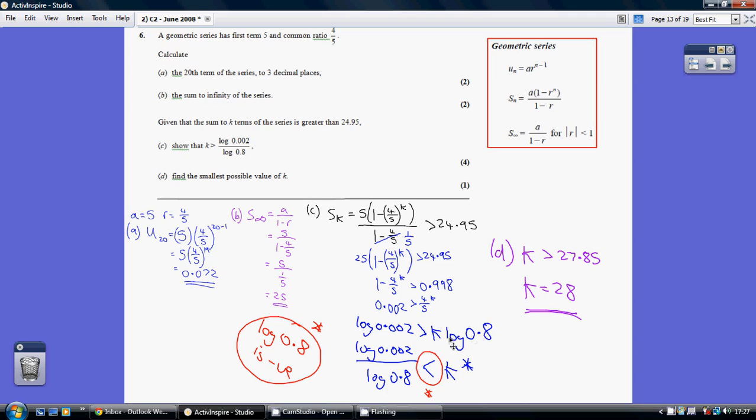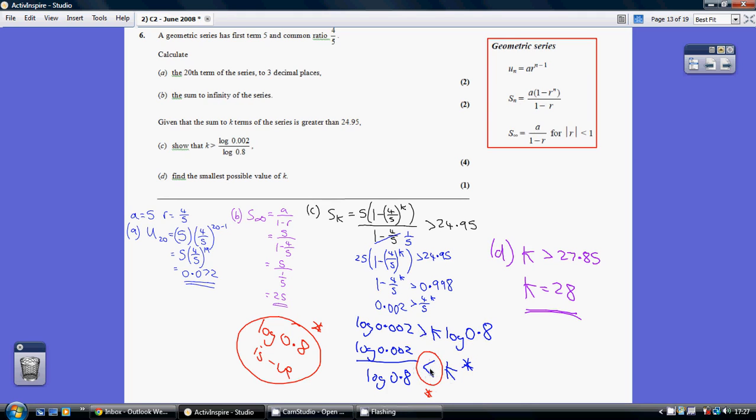Now this is the key bit. Log 0.8 is negative. When you divide through by a negative number, you have to change the inequality sign. So that is why this has now come this way around. Note the change from here to here. That is purely because log 0.8 is negative. So what I suggest you do when you get one of these questions, just quickly work out what this log is beforehand. If it's a positive, then you're not going to change the sign when you divide through. If it's a negative, you do. So it is a negative, that's why I've changed the sign.